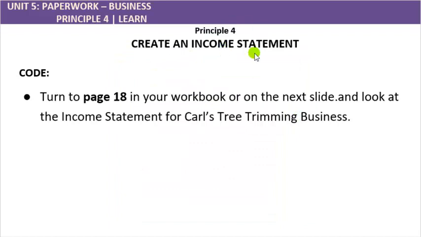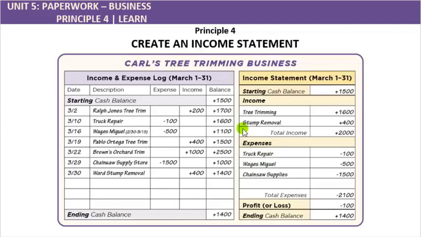Okay, so let's move to principle number 4: create an income statement. Kindly turn to page 18 in your participant manual, and you will see an income statement for Carl's tree trimming business. This is the same income and expense log for March, and on page 18 you see Carl's income statement for March.